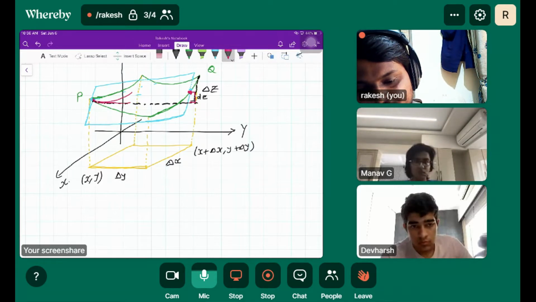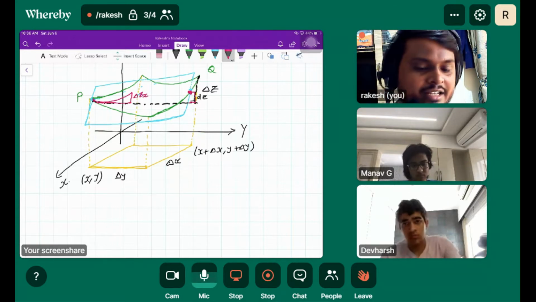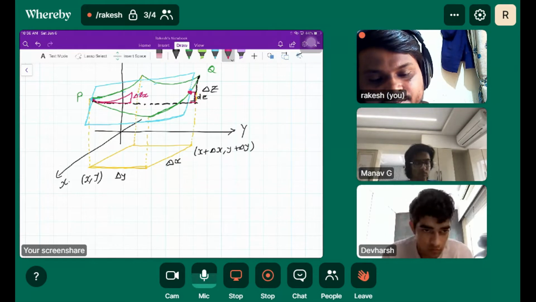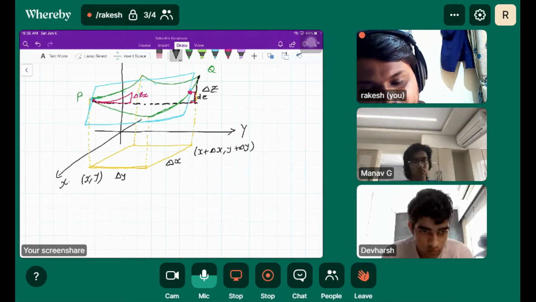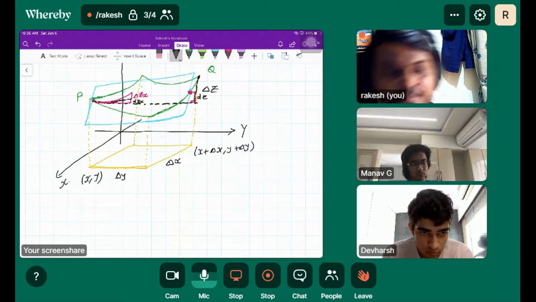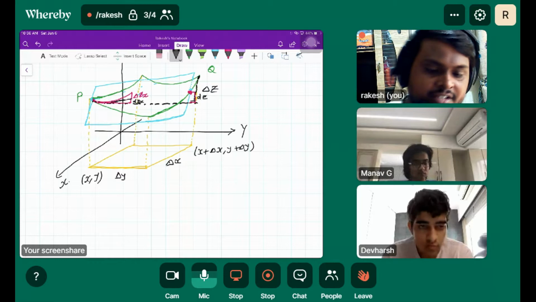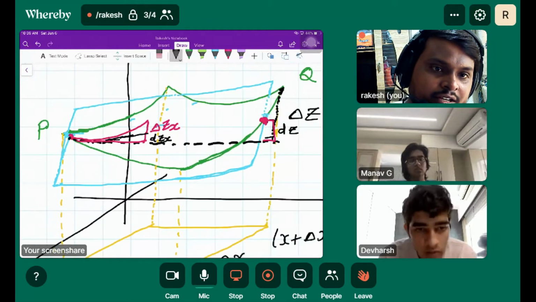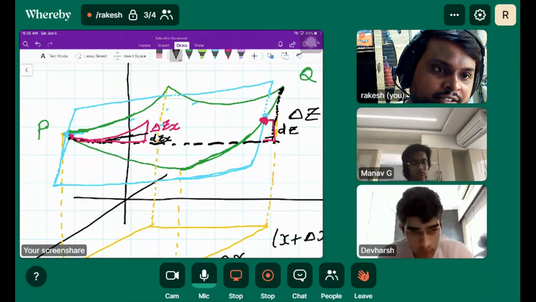So what is del x? My point is, what is del x? See, this is del zx. Are you getting that? This is del zx. What is dzx? Dzx is something somewhere here. Is it visible? I will enlarge it. Are you getting that?